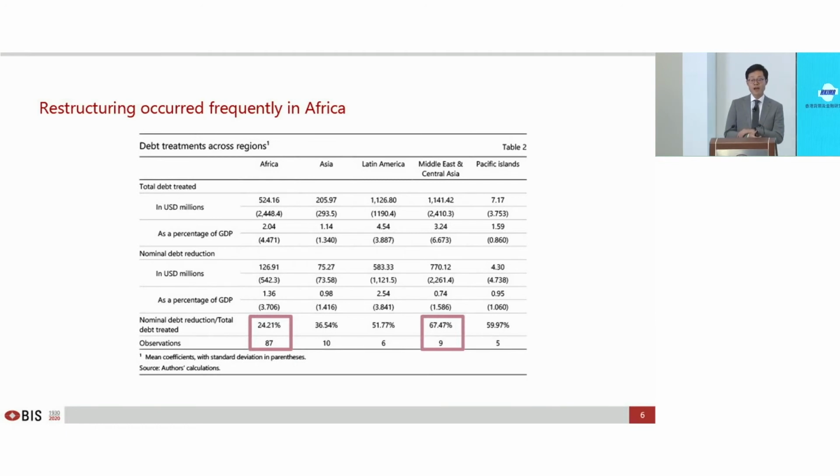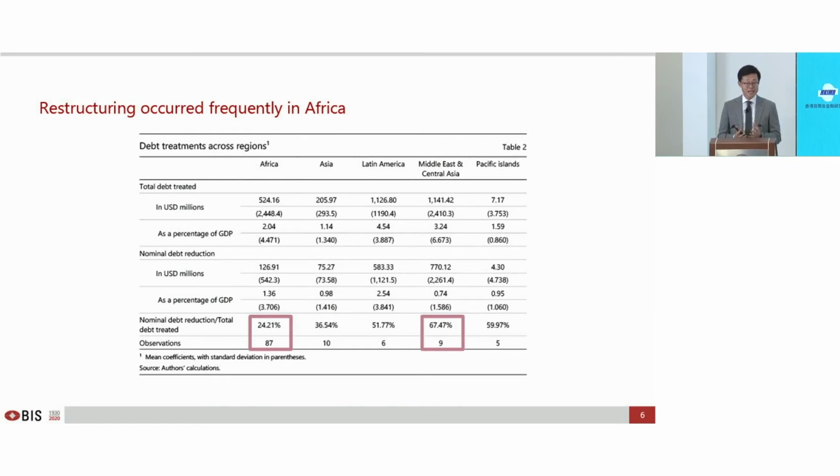As I have briefly mentioned, most of the restructurings took place in African countries. In total, we count 87 cases out of 140, so almost 70% of cases are concentrated in African countries. However, one particular fact I want to highlight is that African countries have not received large restructurings.